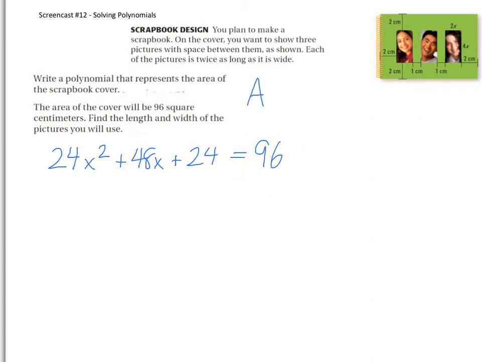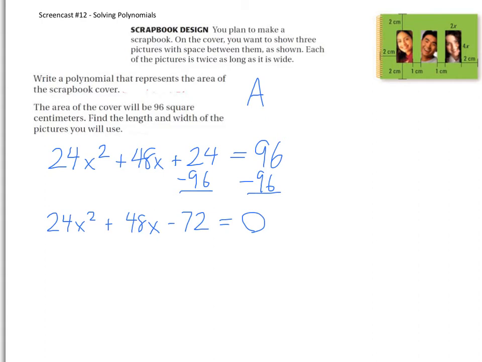Well, no problem. If we move this 96 over this way, then it will be equal to 0. So let's subtract 96 from both sides. And of course, we're going to subtract the 96 from the 24 because those are the like terms. And so what do we get here? We get 24x squared plus 48x, 24 minus 96, aha, negative 72, is now equal to, well, 96 minus 96, 0. Now it's a polynomial that is equal to 0, and we can now continue to solve it.